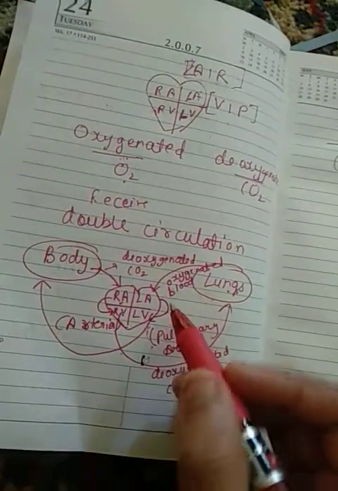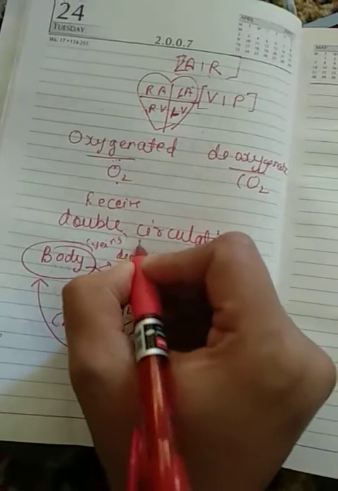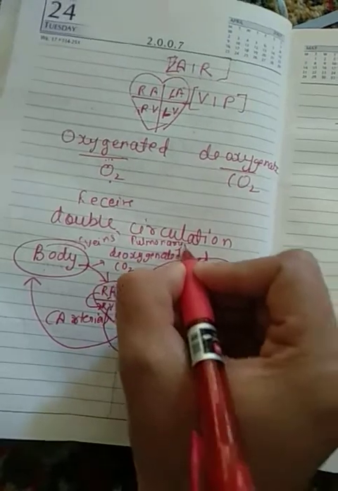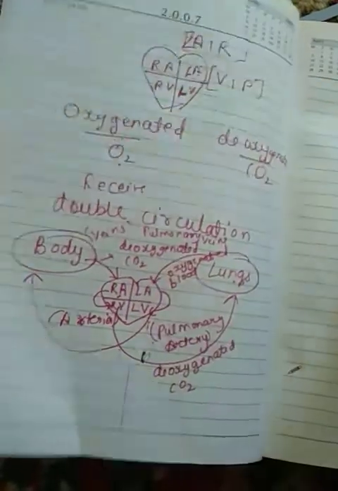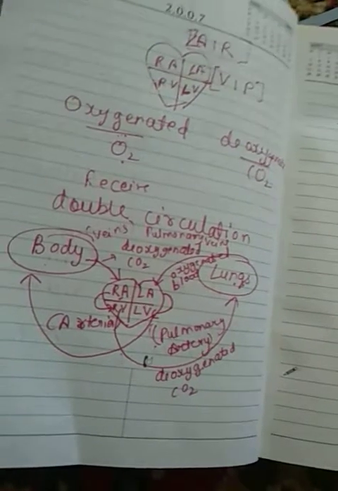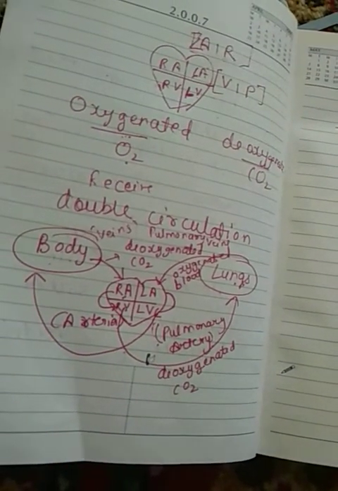In the case of veins, we also have an exception, that is the pulmonary vein, because it carries oxygenated blood. Normally veins carry deoxygenated blood, as you can see, but the only exception is the pulmonary vein. It carries oxygenated blood from the lungs to the left auricle of the heart.